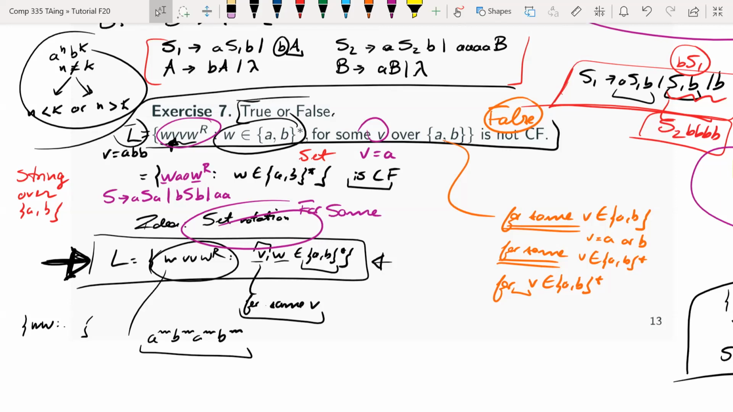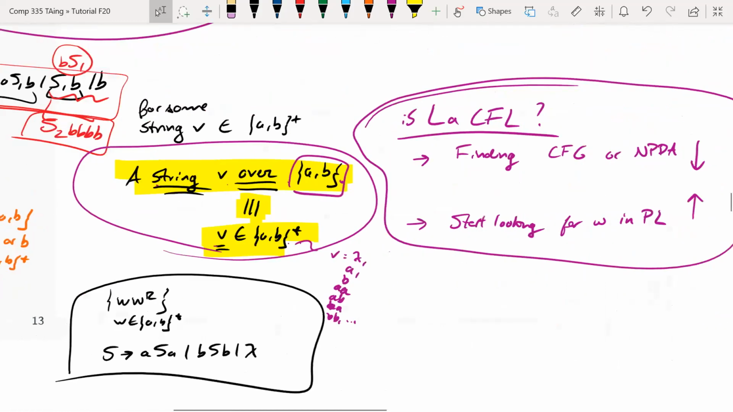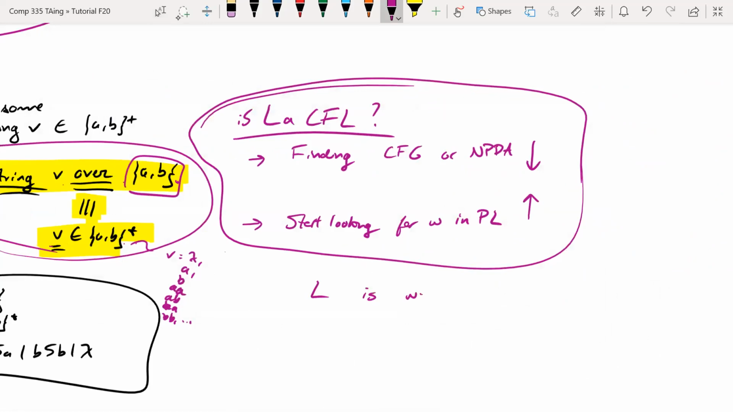The question says the language is not context-free, which is false because the language is context-free. So it's like a double negation. No? Yes? Maybe? No, I feel like you're still confused. So it's saying L is not context-free. And you showed that L is context-free, right? So that means that this statement is false.